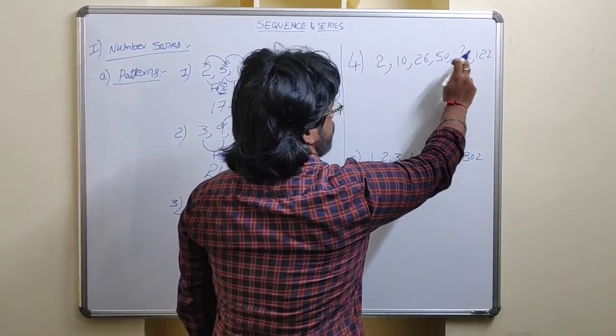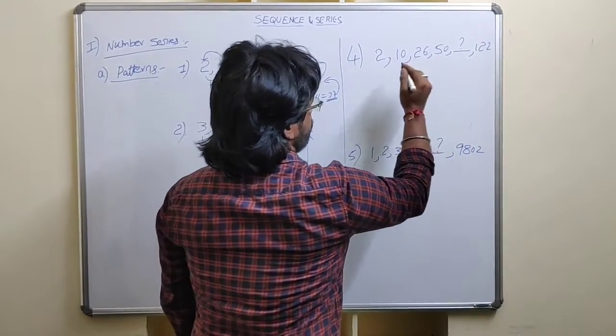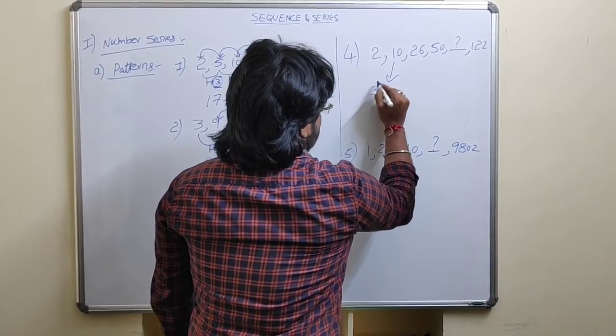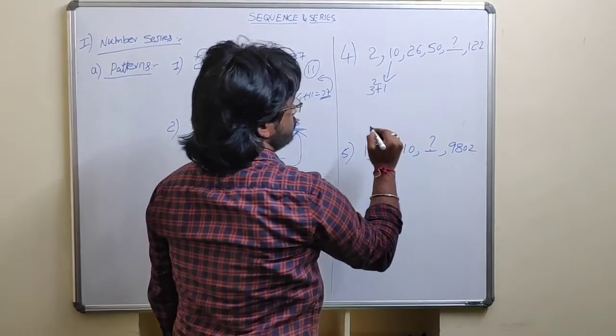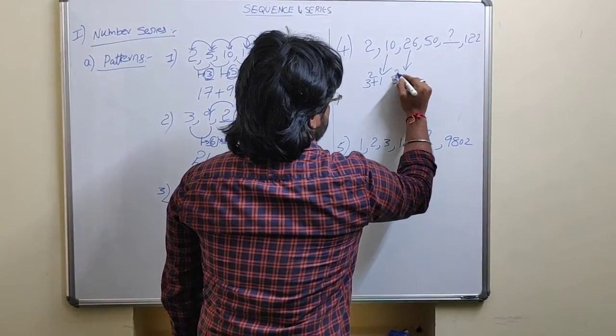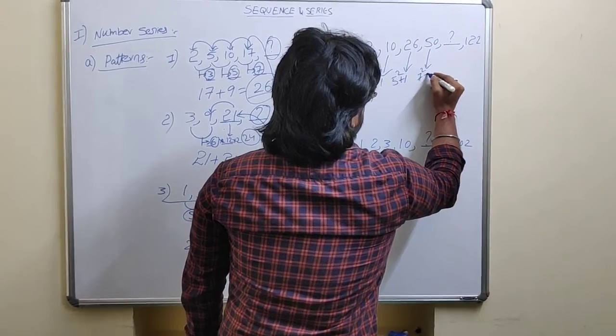26, 50, you need to identify this question mark, and 122. Here you need to clearly observe that 10 can be written as 3 square plus 1, and 26 can be written as 5 square plus 1, and 50 can be written as 7 square plus 1.